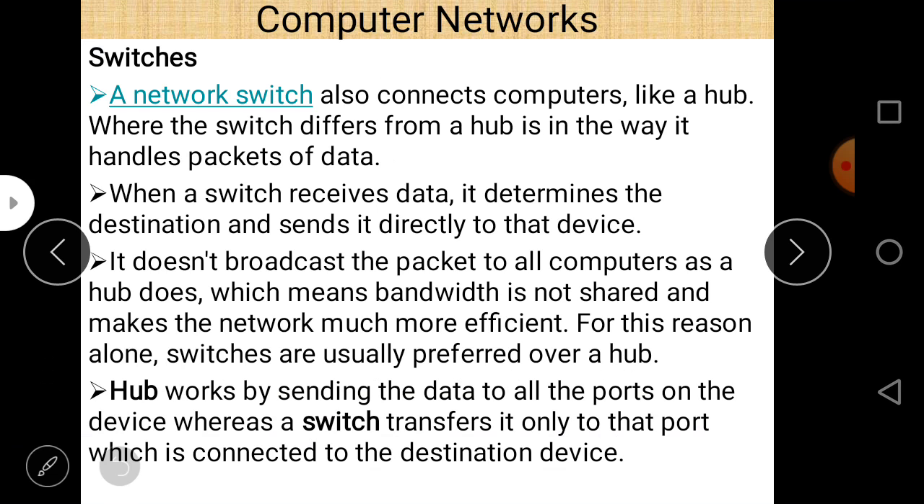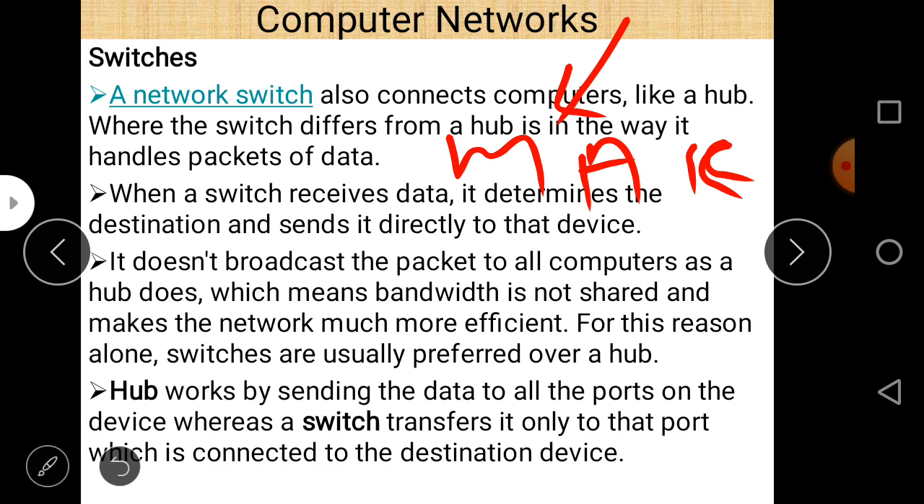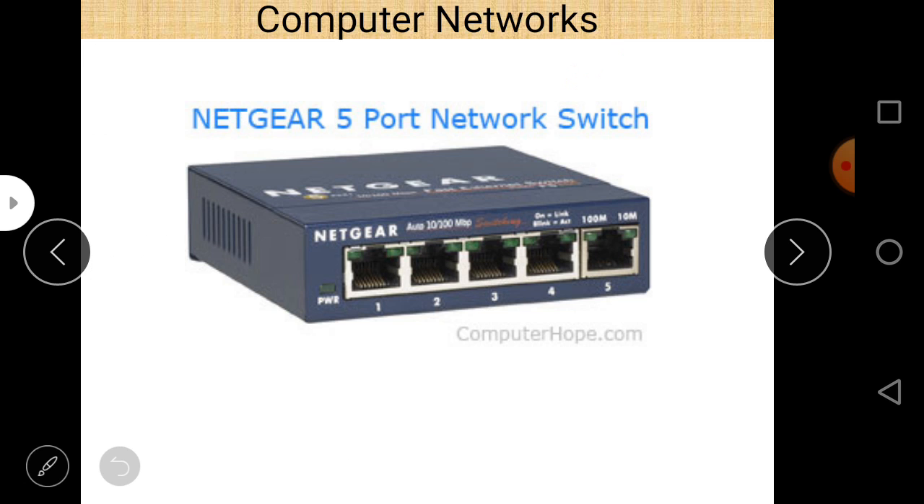Then there is the MAC address. MAC address means media access control. It is a unique address for all computer systems, and this address is provided by the NIC, the network interface card. So a hub doesn't use any MAC address, and it simply broadcasts the data, while using a switch the data packet is sent to a particular computer system. And this is a type of network switch.